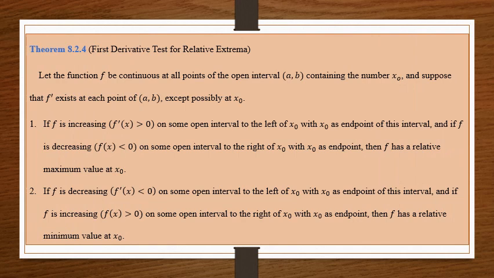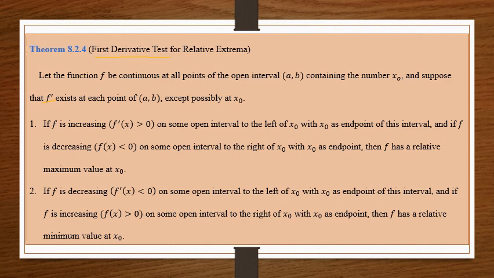So here is another theorem. The first derivative test for relative extrema. So when we say relative extrema, that is the relative maximum and relative minimum. The same lang din doon sa first discussion natin sa maximum or minimum values of function, relative extremum or relative extrema. Let the function f be continuous at all points of the open interval AB containing the number x sub o, and suppose that f prime, or the first derivative, kasi yung pinag-uusapan dito is the first derivative test, exists at each point of AB except possibly at x sub o.